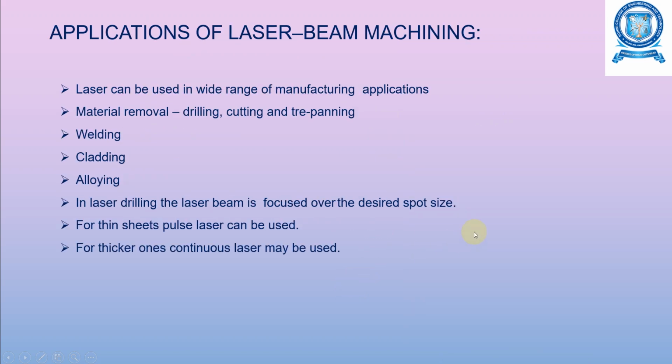And coming to applications of laser beam machining, this can be used in a wide range of manufacturing applications and can be used for material removal, drilling, cutting, and trepanning, and can be used for cladding and alloying. In laser drilling, the laser beam is focused over the desired spot size, and this is used for thin sheets. Pulse laser can be used, and for thicker ones, continuous laser may be used.